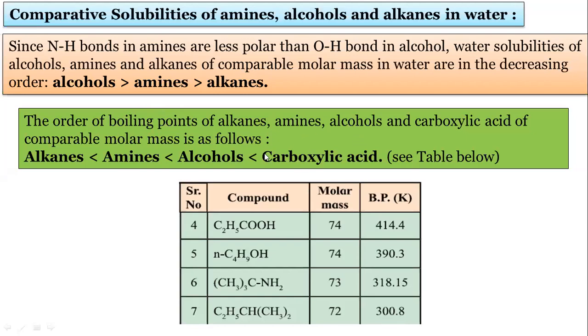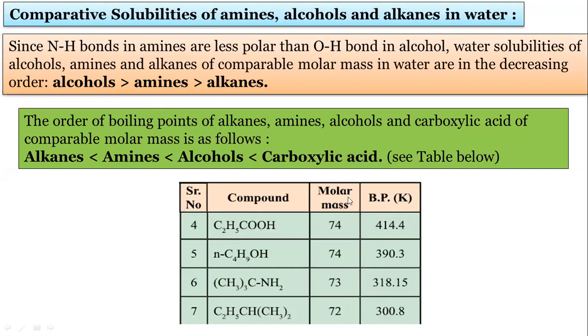Now the intermolecular forces are very strong in carboxylic acids, remember. Then in case of alcohols, then amines, and then in case of alkanes, these forces are very, very weak. So see the boiling point difference between the alcohols and carboxylic acid. See here, one example is given. This is the carboxylic acid.